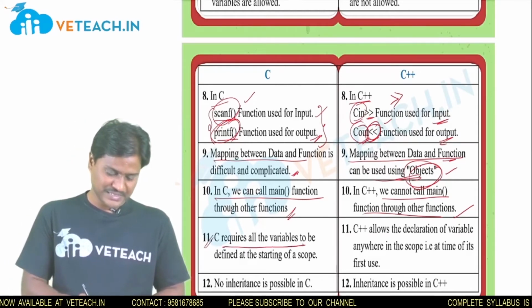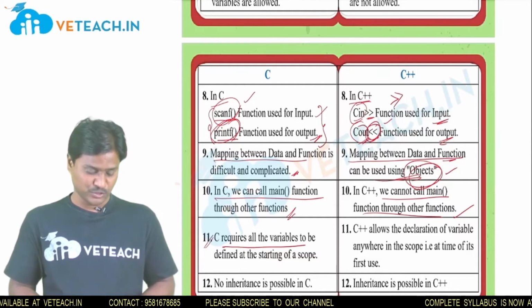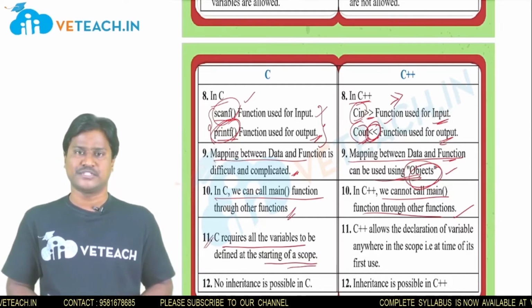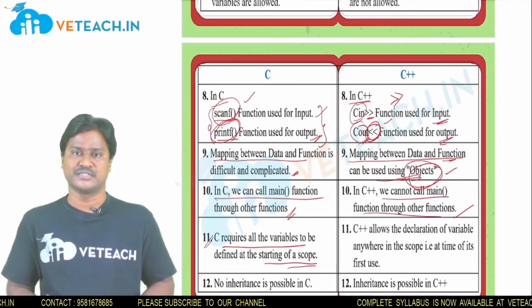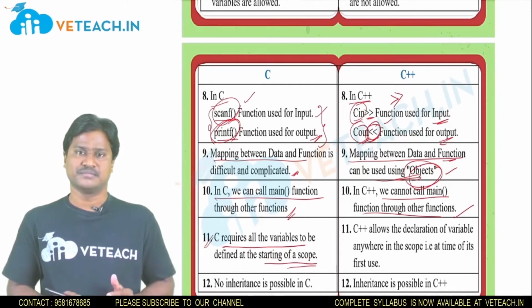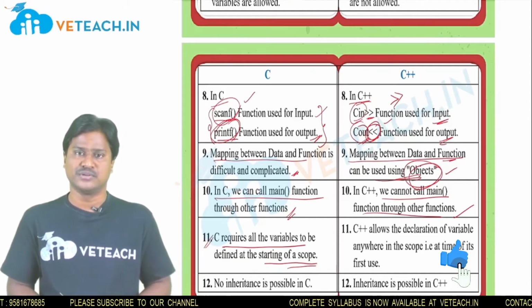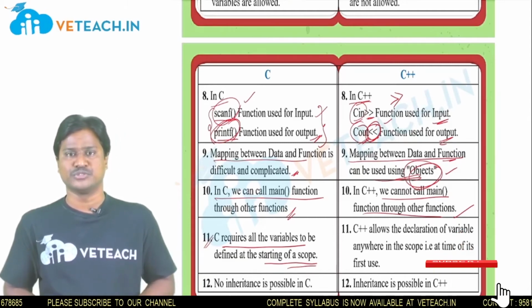Next one, C requires all variables to be defined at the starting of the scope. In the declarative section of the program, where execution starts, the main function's scope should start with the declaration of all variables that we are going to use in the program.